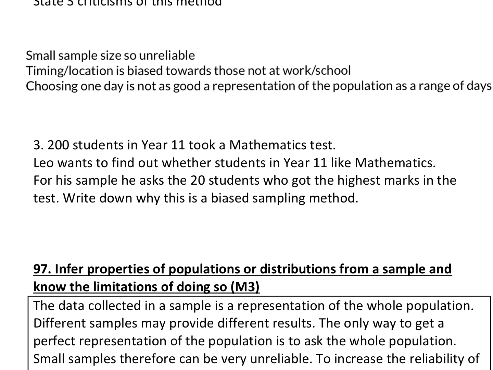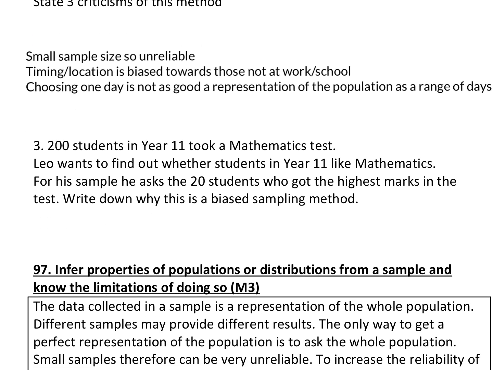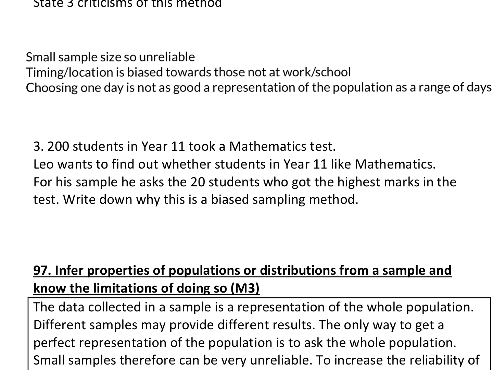Anyway, move on to this last one, number 3. We've got 200 students in year 11 who took a mathematics test. Leo wants to find out whether students in year 11 like mathematics. For his sample, he asks the 20 students who got the highest marks in the test. Write down why this is a biased sampling method.